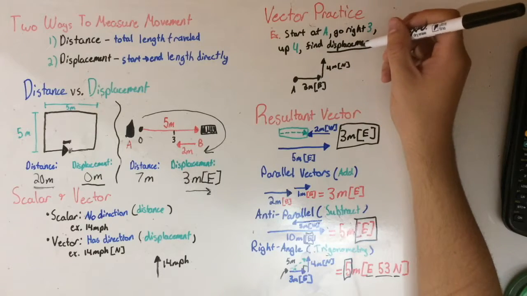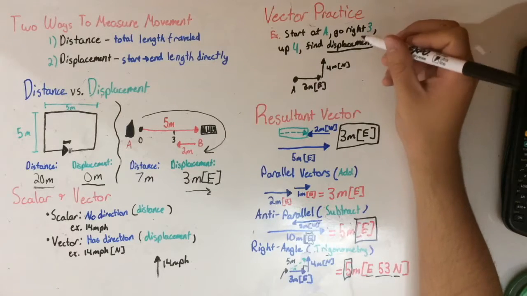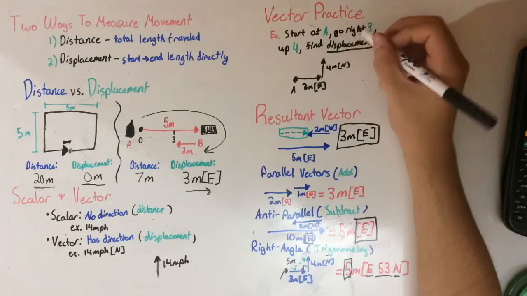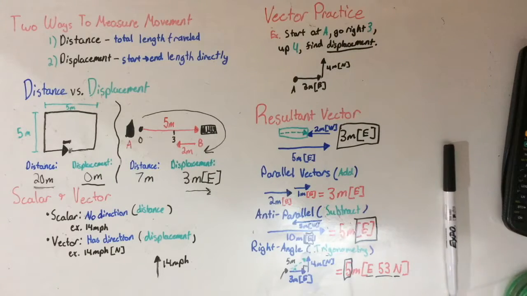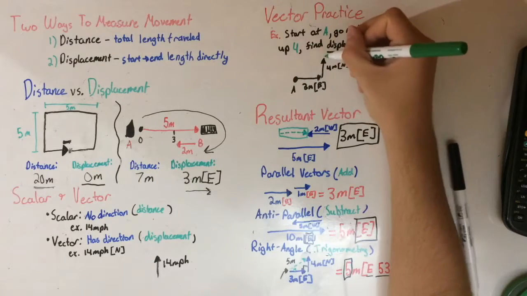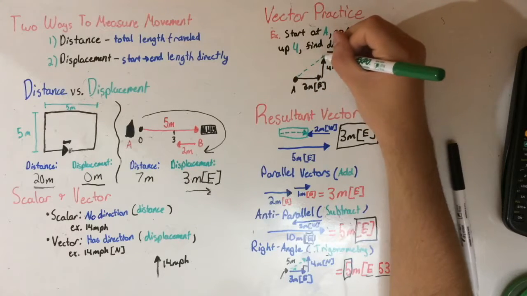Now we want to find the displacement. Well, I thought we were talking about vectors. Remember, the displacement is a vector. So we're going to go ahead and find the total displacement that we traveled. We know from earlier, displacement only cares about the start and the end. So we want this distance right here.